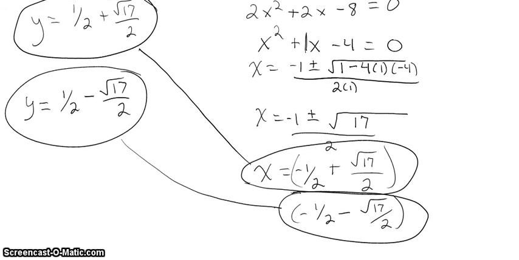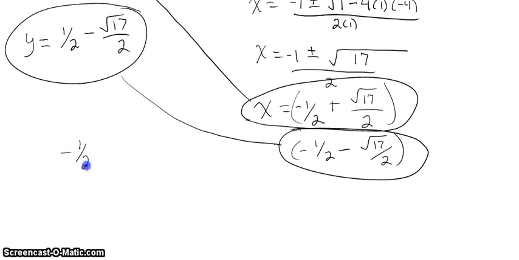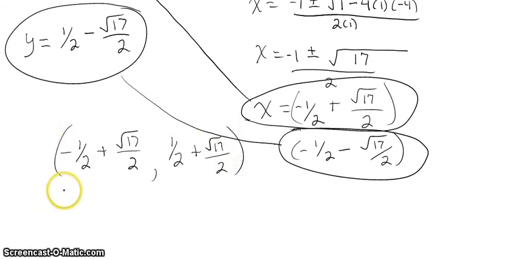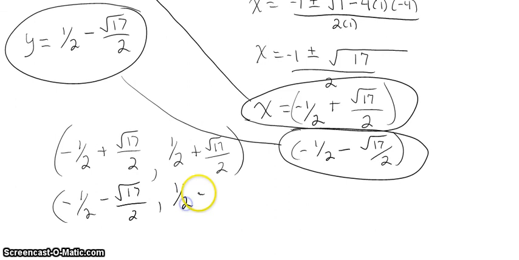And you can list those out if that will help. So we have negative 1/2 plus the square root of 17 over 2 for x, and then a positive 1/2 plus the square root of 17 over 2 for the y. And then our second point would be negative 1/2 minus the square root of 17 over 2, and then a positive 1/2 minus the square root of 17 over 2. And that would be our 2 points that we needed.